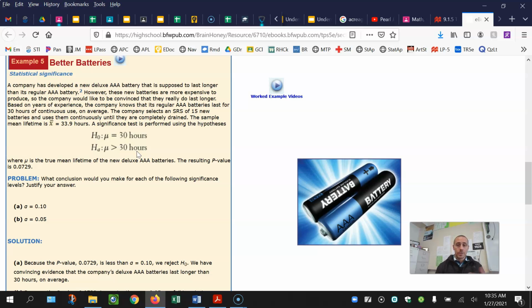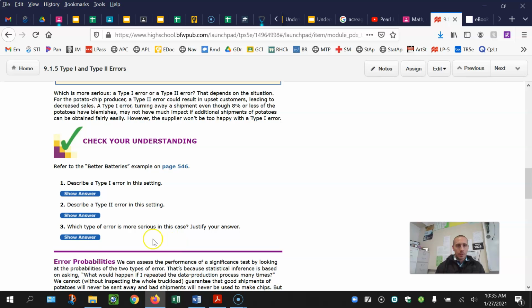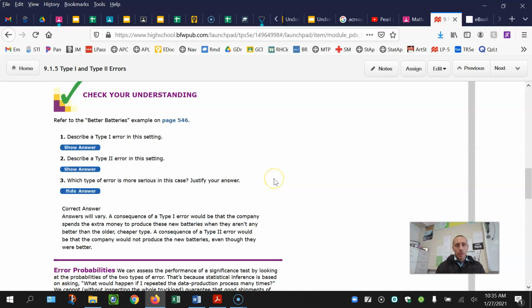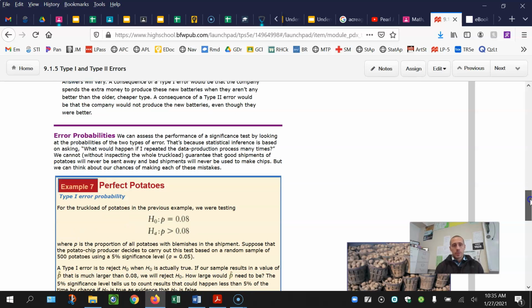So the consequences for type 2, the batteries actually last longer, but we don't think they do. So the problem with that, let me bring it up. It'd probably be easier to read it than restate it. Okay. So type 1 error, they're spending more money to produce batteries when they don't need to. And type 2 error, that they're not going to produce batteries, but they should. So the argument of which is worse is subjective, as long as you can justify why you believe one or the other to be worse.